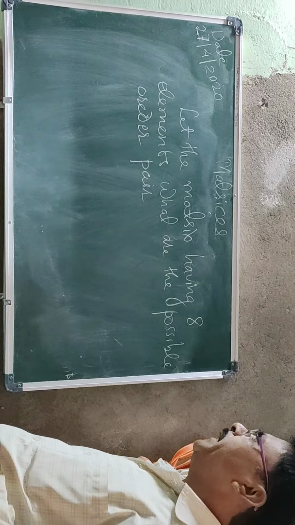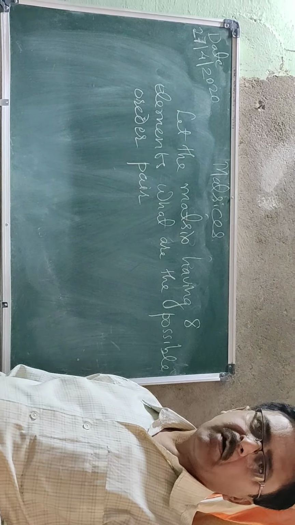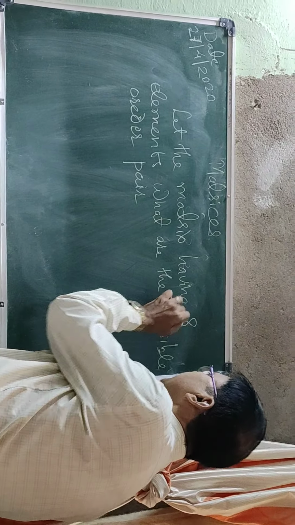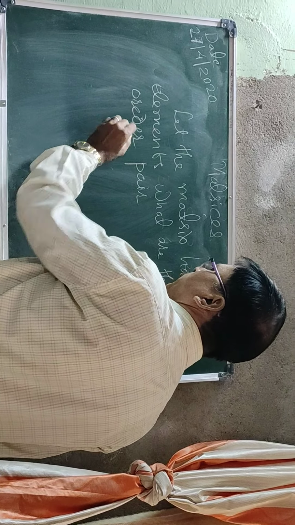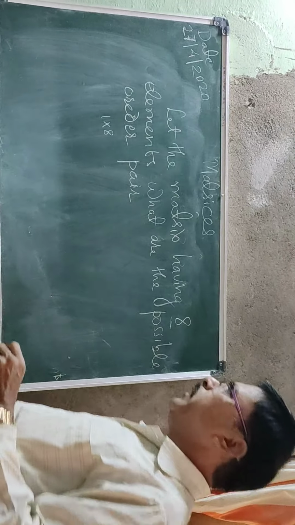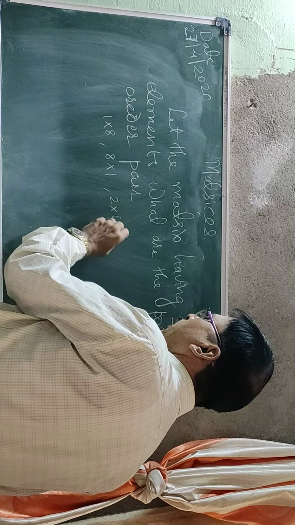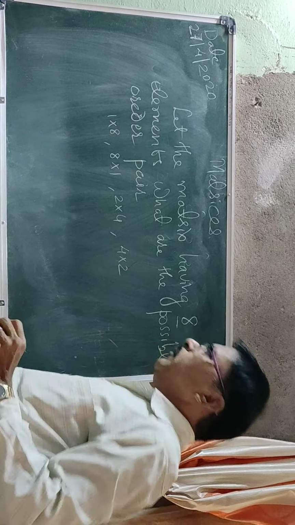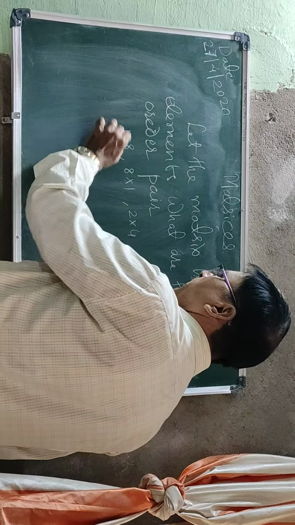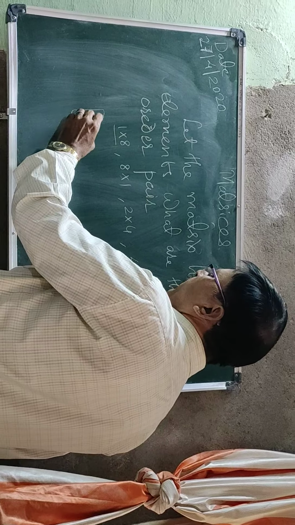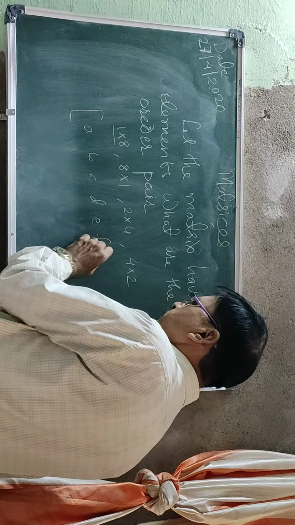We know that a matrix having m rows and n columns has mn elements. Here there are 8 elements, so the possible orders of the matrix are 1 by 8, because the factors of 8 are 1 into 8, or 8 into 1, or 2 into 4, or 4 into 2. So these are the possible orders of a matrix having 8 elements. You have to denote the matrix like this: let the matrix have A, B, C, D, E, F, G, H.